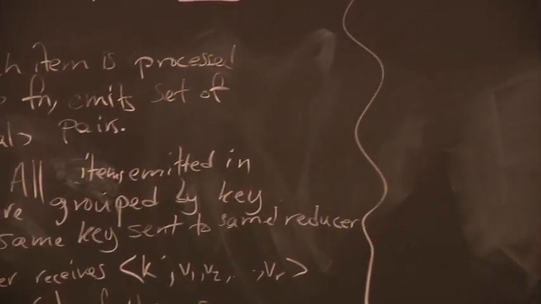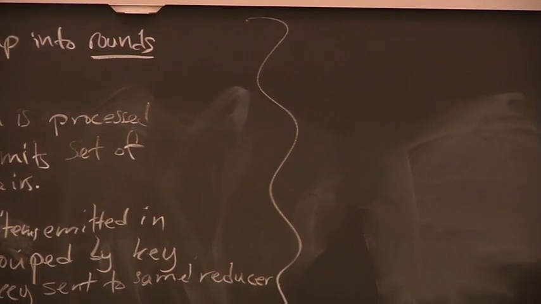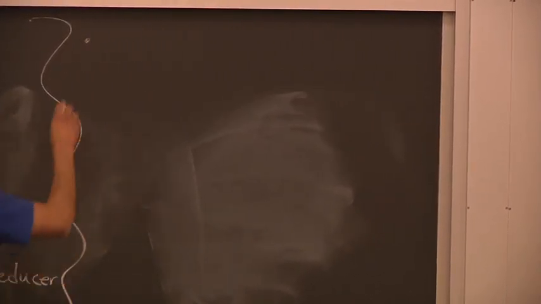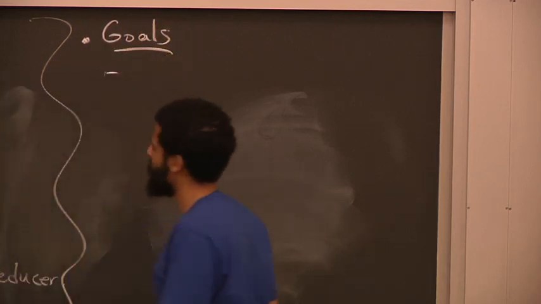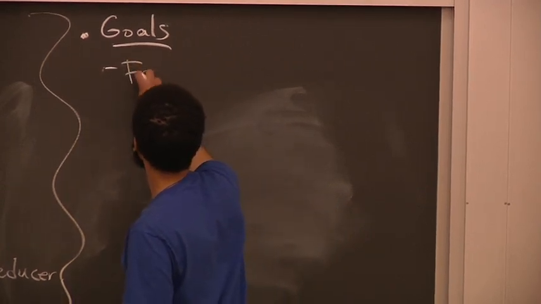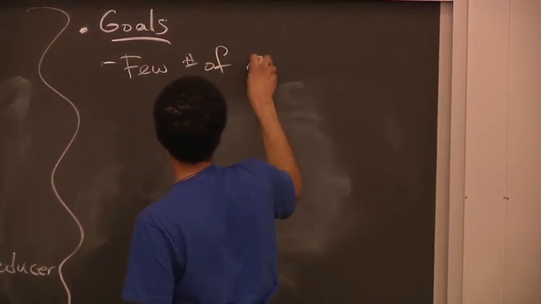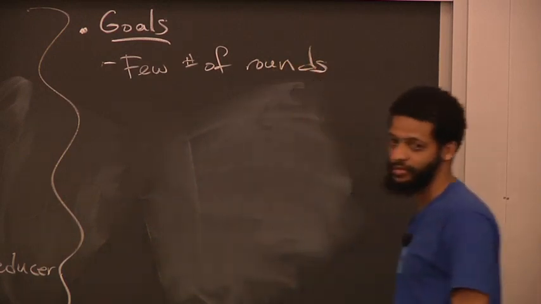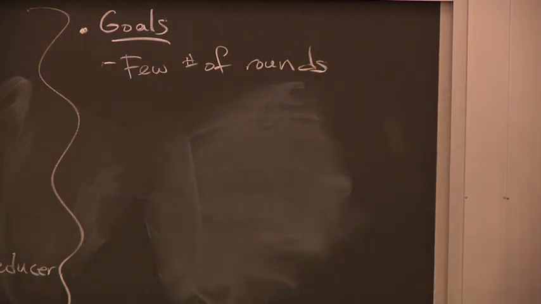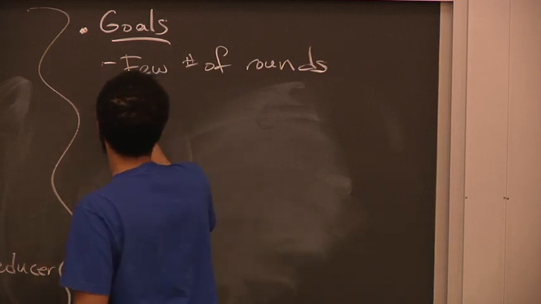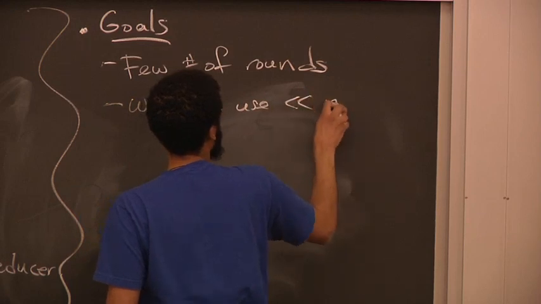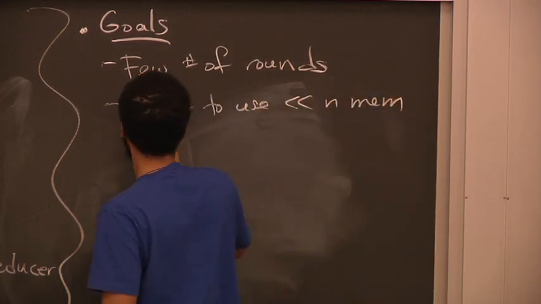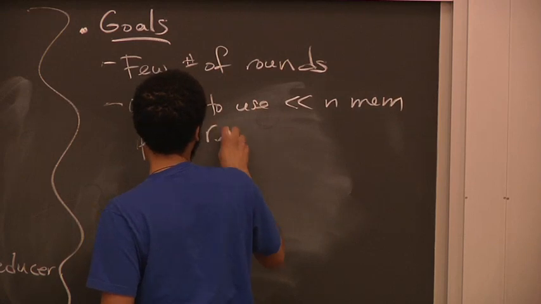Okay, so what kinds of goals do we have now within this model? We're going to look at certain problems, so you'll see exactly how things work in this model. One goal is we want to have a small number of rounds. Another one is we want to use much less than n memory per reducer.